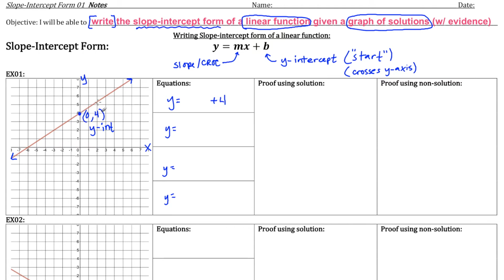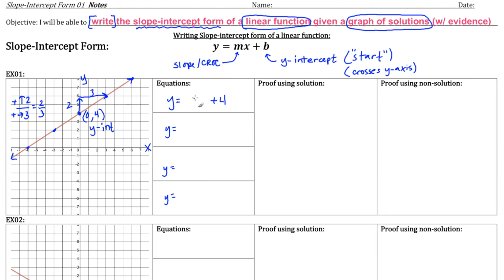Now let's find some nice integer value points, because remember there's a bunch of these points, but we're just picking the nice ones to help us. So we can tell that we go up 2, right 3. That's a positive over a positive, which is a positive. So the m will be 2/3, and don't forget we need the x. So 2/3 x plus 4.